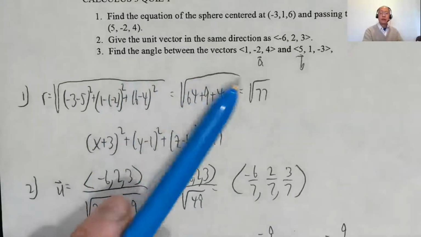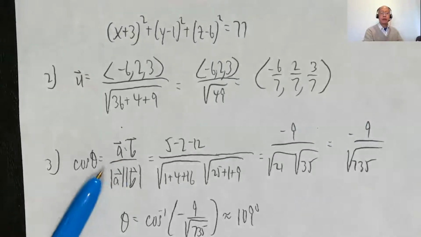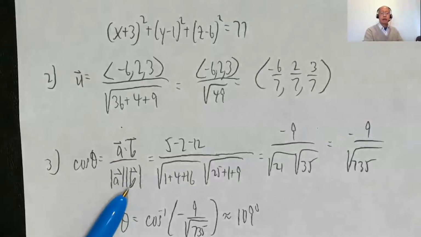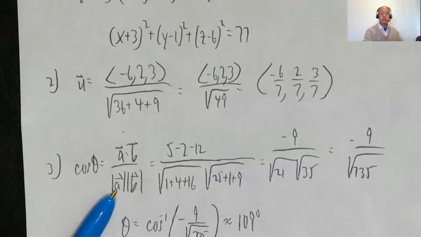Number 3, find the angle between two vectors. So the formula is cosine of theta is a dot b over magnitude of a, magnitude of b. Sometimes we say norm, N-O-R-M. It kind of looks like absolute value, but it's magnitude or sometimes length or norm.